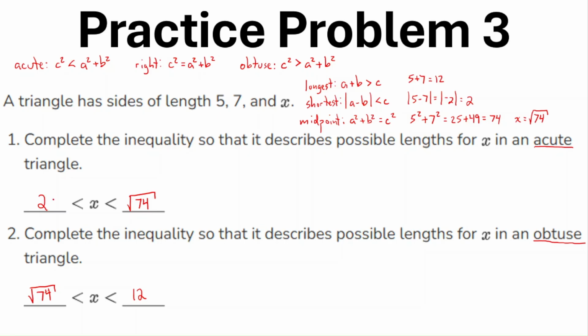So anything between 2 and the square root of 74, not including them, will give us an acute triangle where all the angles are less than 90 degrees. Anything between the square root of 74 and 12, not counting those endpoints, will give us a triangle that is an obtuse triangle. So one of my angles is greater than 90 degrees.